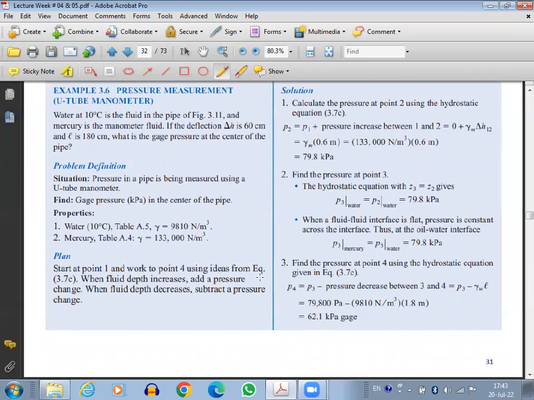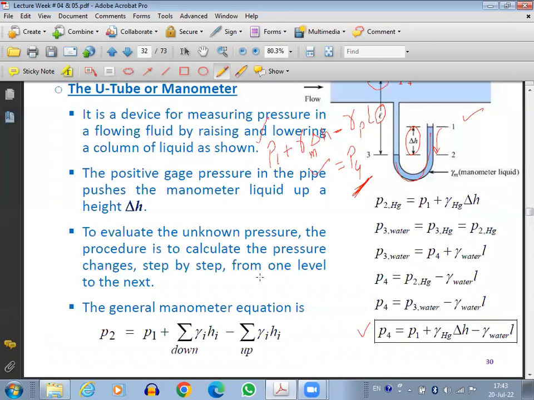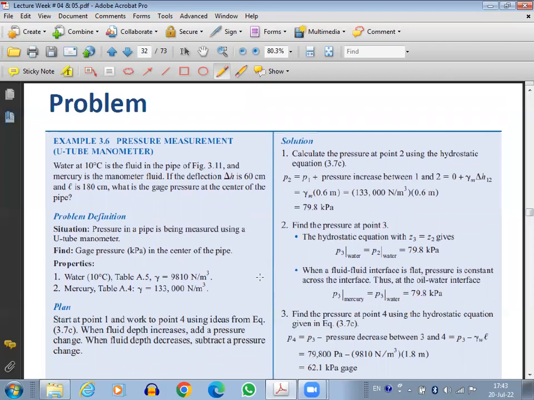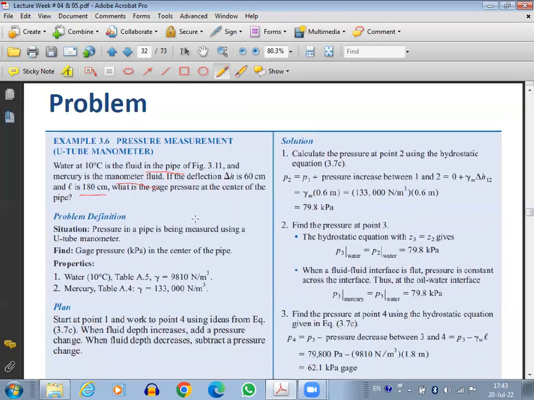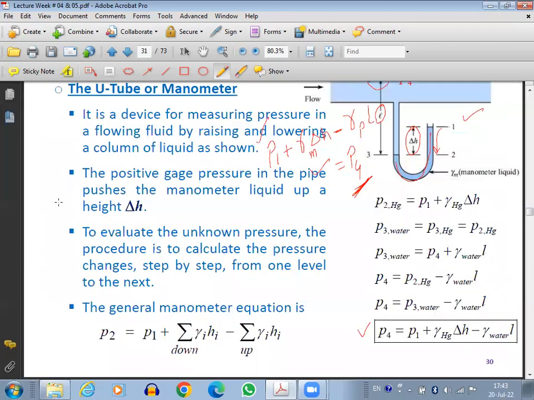Okay, now this is one problem. This is related to the formula shown here. For a U-tube manometer, water at 10 degrees centigrade is the fluid in the pipe. Here it is said that water is in the pipe, and mercury is the manometer fluid. If the deflection delta H is 60 centimeter and L is 180 centimeter. Here the values of delta H and L are given. What is the gauge pressure at the center of the pipe? Pipe means P4. We need to find what is P4.